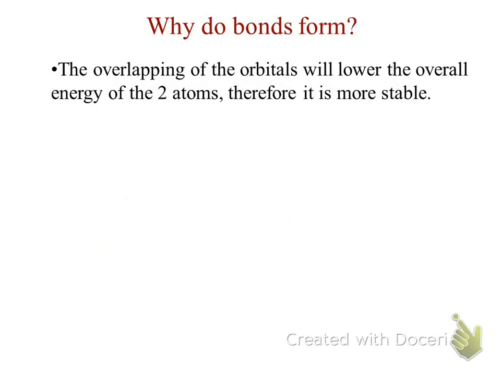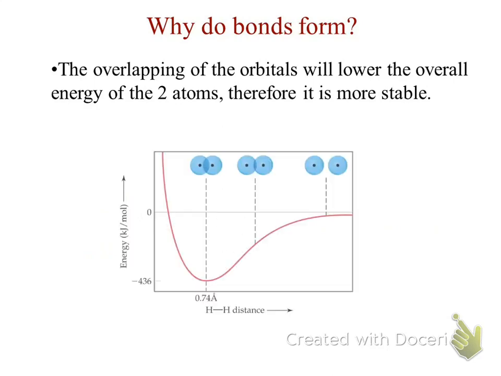Now, when these orbitals overlap, it will lower the overall energy of the two atoms, so it becomes more stable. This is my phrase for electrons: electrons are lazy. Just think about us. If there are stairs and there's an elevator, many times we'll go towards the elevator because it requires less energy. The same thing is going to happen here with our electrons. They're going to try to find the way that takes the least amount of energy and still allows them to be stable.